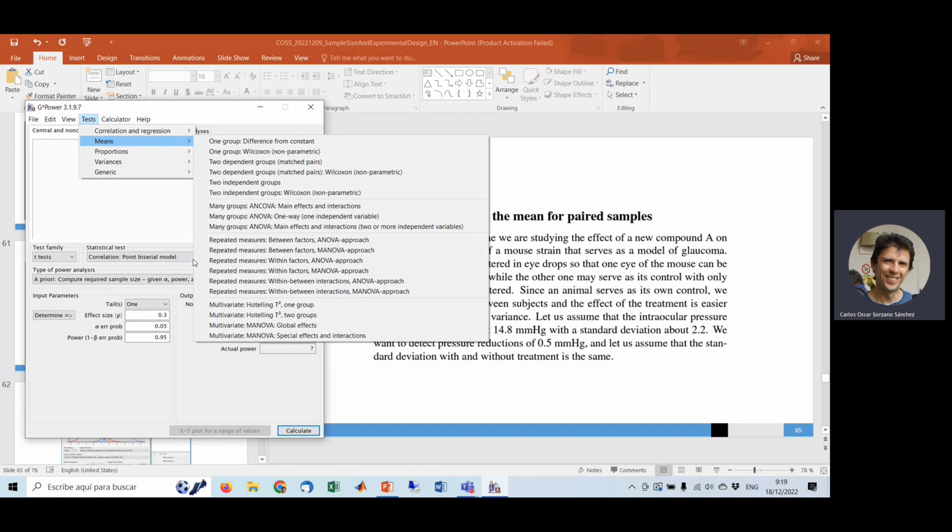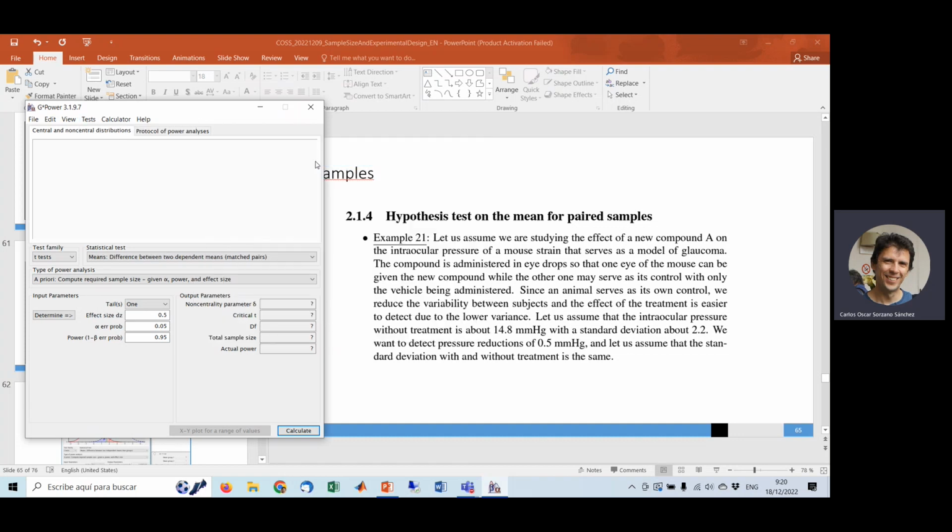We don't have many groups. We don't have repeated measures. Repeated measures is when you apply the treatment once and then you measure at multiple times, like at time 0, 24 hours, 48 hours, and so on. So here we have two dependent groups, matched pairs. So we have paired samples. We will have the two possibilities, a parametric comparison, that is a t-Student, or a non-parametric one. The t-Student assumes that the data is distributed Gaussianly, so you have a normal distribution of the data. So let's go for this one.